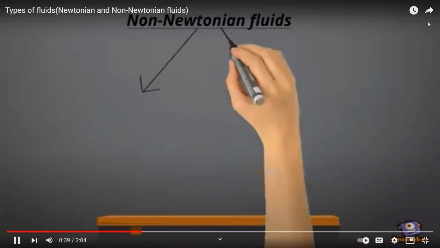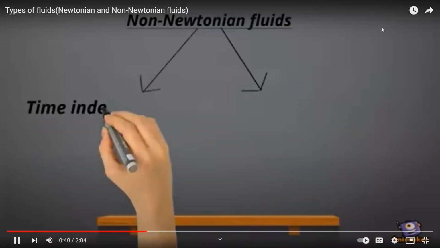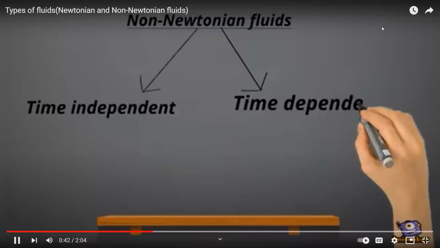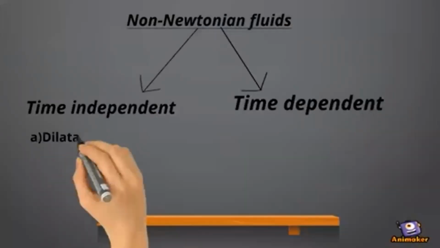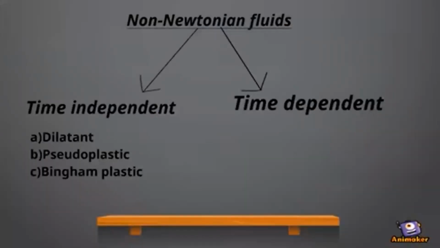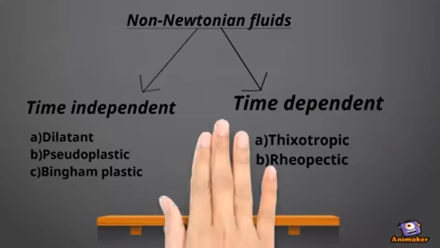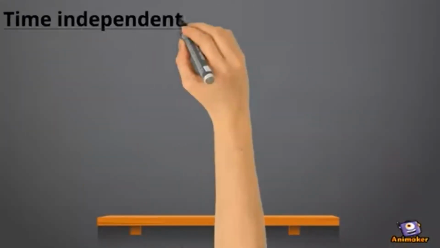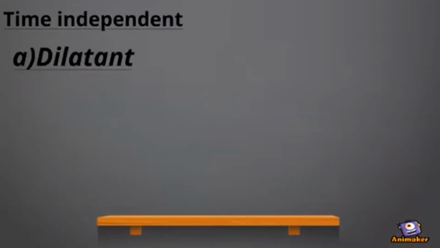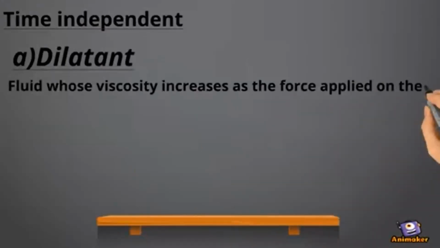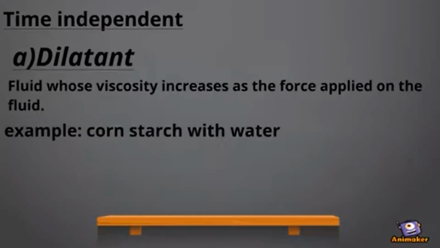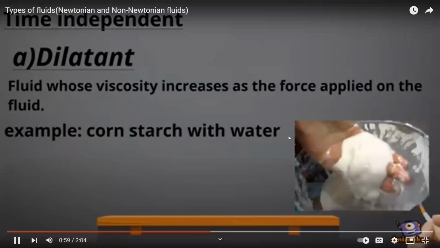Classified into time independent and time dependent. In time independent, there is dilatant and pseudoplastic. In time dependent, thixotropic and rheopectic. Dilatant: fluid viscosity increases as the force applied on the fluid increases. An example is cornstarch with water. Mix the cornstarch with water and make a paste.